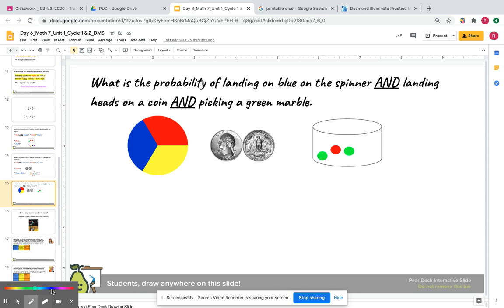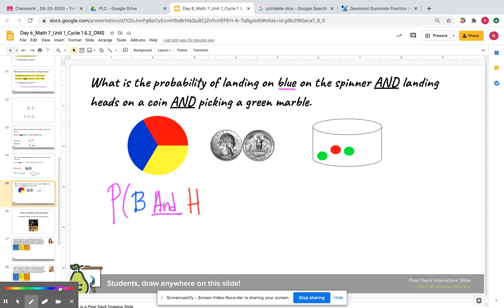Now, it's still very similar to the other probability problems. You have the letter P for probability, parentheses. We're looking for blue. So I'm going to write the letter B for blue. And this blue is found in the spinner. And the word and is included. So I'm going to use purple again. And the probability of landing on heads on a coin. So for the heads, I'm going to use perhaps red, H for heads. And then the word and, because we're also finding the probability of picking a green marble.